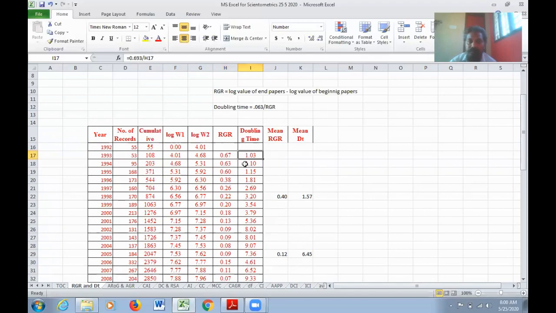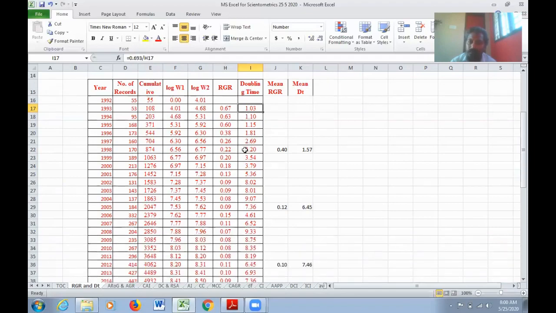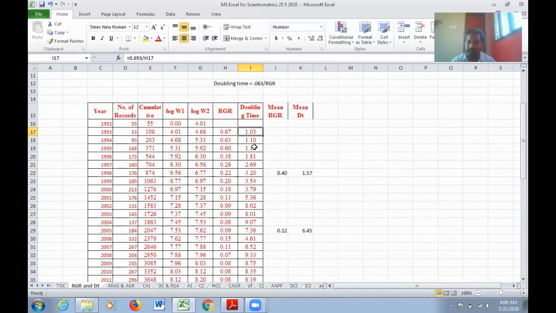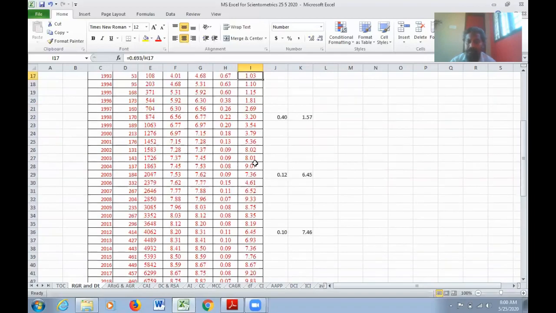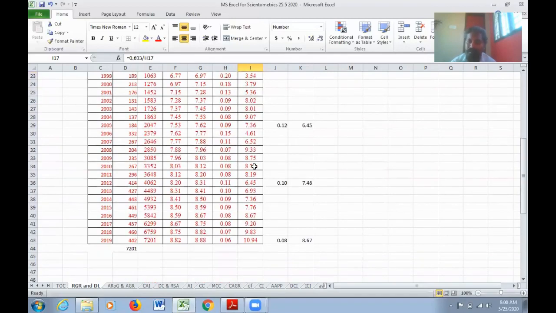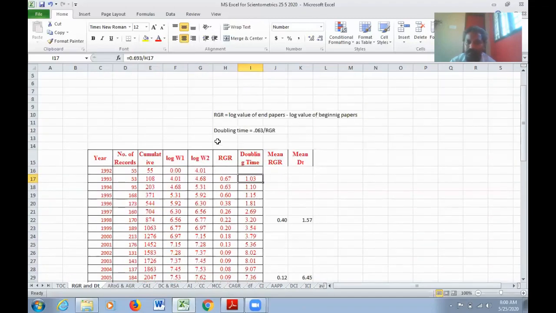It's very simple. See? I have given is equal to 0.69 divided by H17. H17 is the relative growth rate. So this tells you the doubling time for every year. And you can see doubling time grows. There is an inverse relationship between relative growth rate and doubling time. It means that when doubling time shows an increasing trend, it takes more years for the literature to get doubled. Fine. So this is how we can calculate relative growth rate and doubling time.